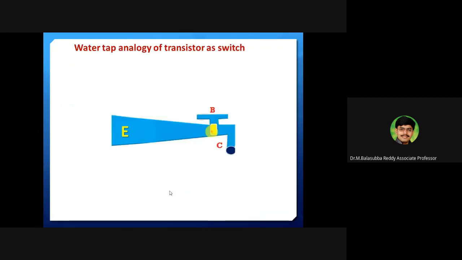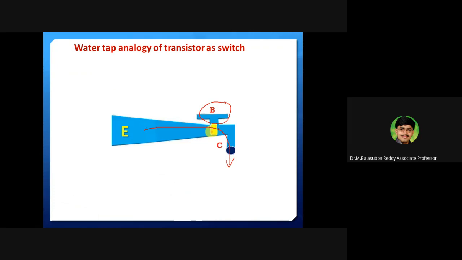Now there is a water analogy of a transistor. You can see this: emitter, collector, and base. As I mentioned, in a transistor there are three terminals. So what are the three terminals? One is the emitter, another is the base, and then the collector. Here, the base is a control area, like a tap, a control parameter. If you open this a little bit, then water will flow from emitter to collector.